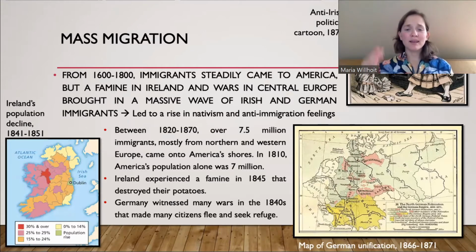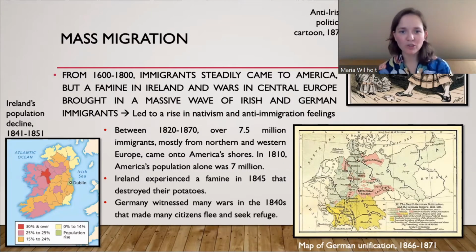And between just a period of 50 years, from 1820 to 1870, we have over 7.5 million immigrants coming to America. And they're mostly from Northern and Western Europe. Later on in the early 1900s, they come from Eastern and Southern Europe. In 1810, just to put in a comparison, America's population alone was 7 million. So it's crazy. We almost double our population just through immigration alone. And as I said, Ireland experienced a horrible famine, and Germany was witnessing a lot of wars.